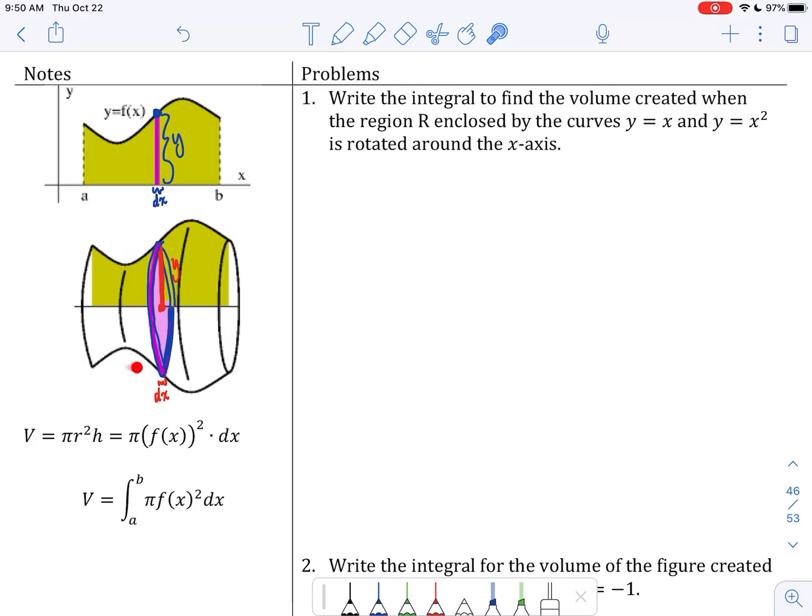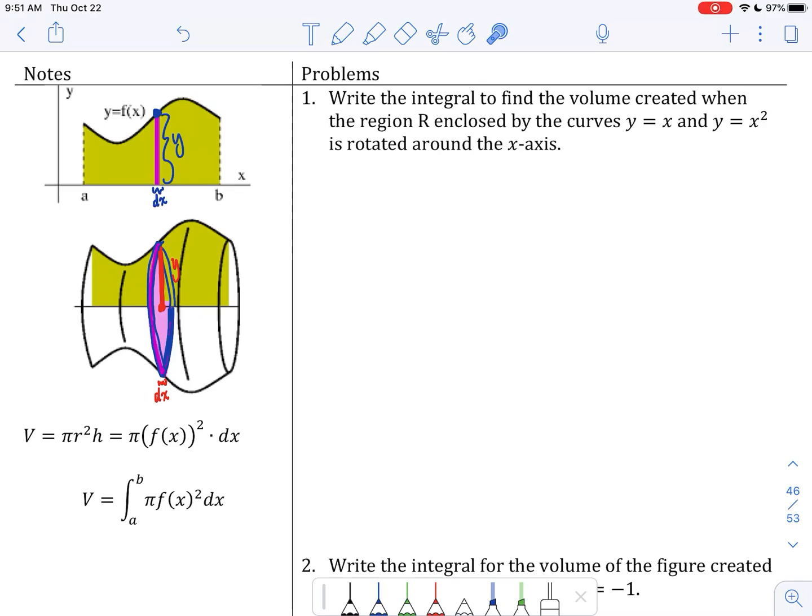Then if I want to find the volume of the entire figure, I want to add up all those little rectangles, the one here, here, here, here, and so on. I'm going to use the integral to add up a Riemann sum, pretty traditional, from a to b, which are our bounds on the x-axis, of pi f of x squared dx. So that's where that formula comes from, and that's what I always like to fall back on.